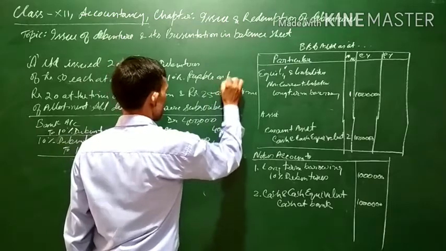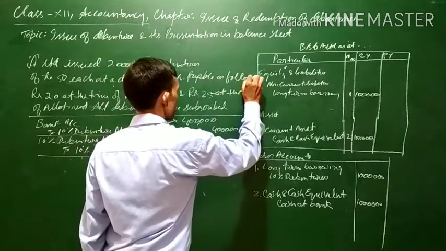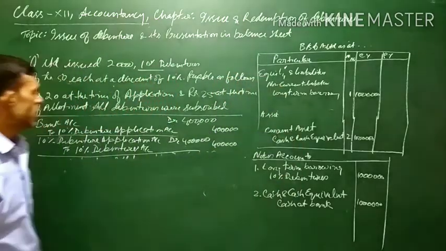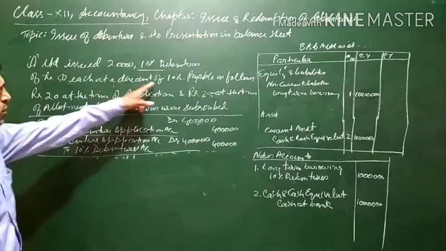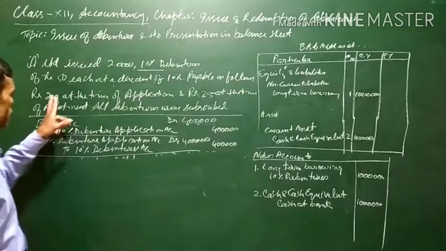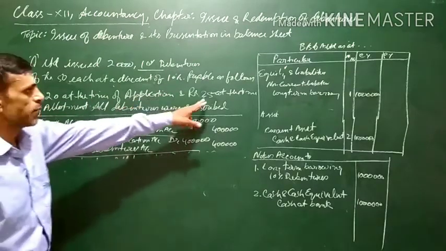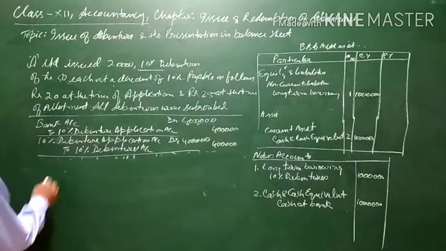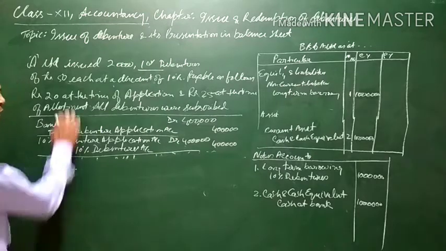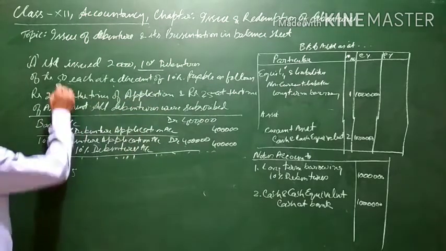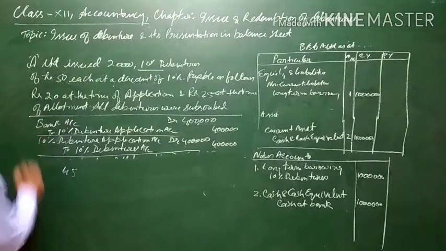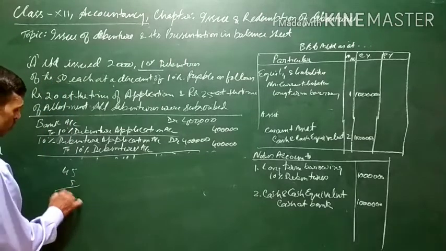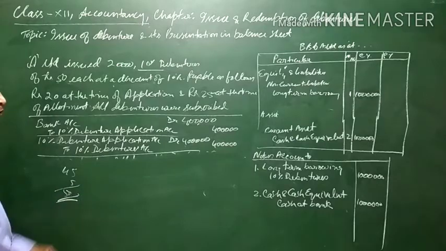Now see, assuming that the debentures are rupees 50, discount is 10% payable as follows: 20 at the time of application, 25 at the time of allotment. Total it will come to 45. 20 plus 25, 45, and it is issued at a discount of 10%, means 10% of 50 will be 5. So total is 50.